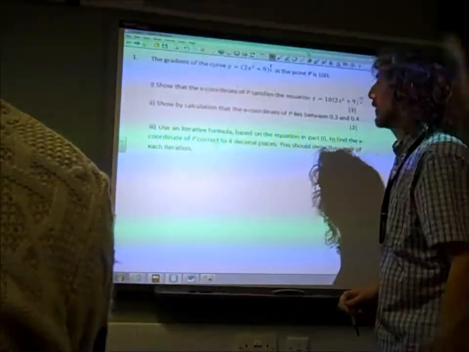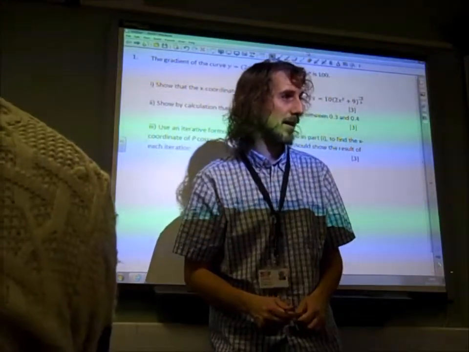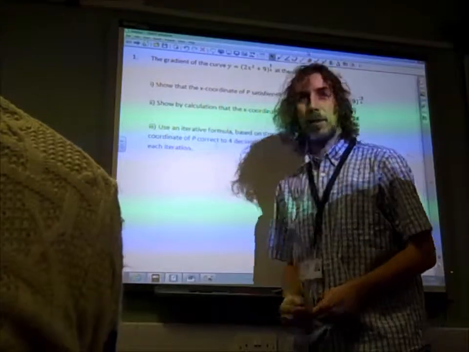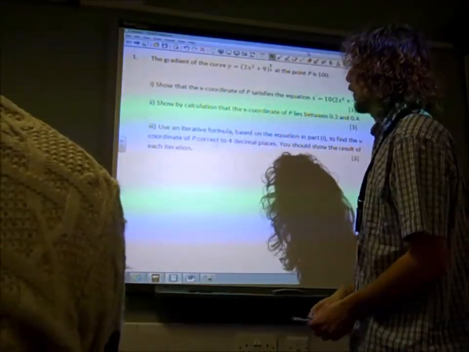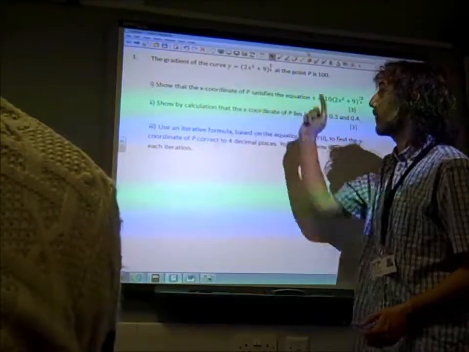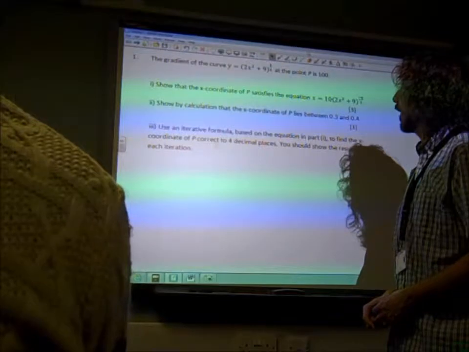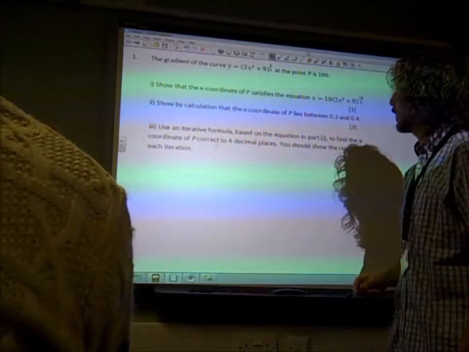Right, so it was a little numerical methods homeworky thing at the end of Core 3, mock exam next week. And the first question said the gradient, that didn't mean anything really, except did it? The gradient of the curve y equals (2x squared plus 9) to the power of 5 over 2 is 100 at the point P. Show that the x coordinate of P satisfies the equation there.